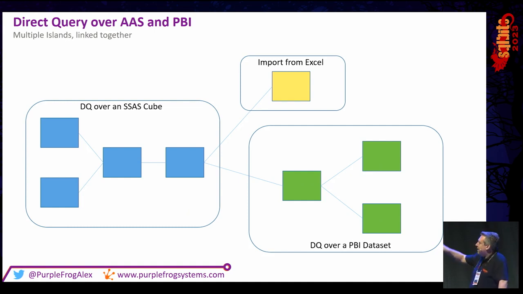So here we've got three different islands. We've got a direct query model over a cube. We've got another direct query model over a Power BI dataset. We've joined those together. And we've got another import from Excel. You can combine that to whatever you want to be. However, that's not the only way you can use this.